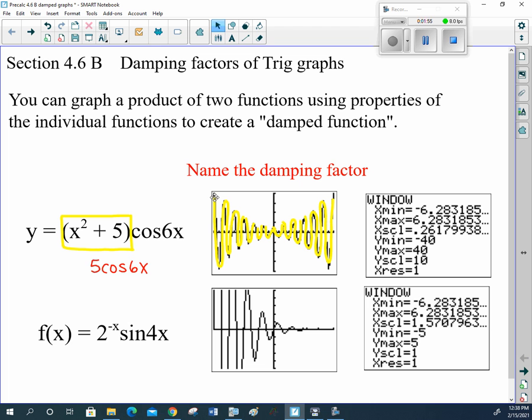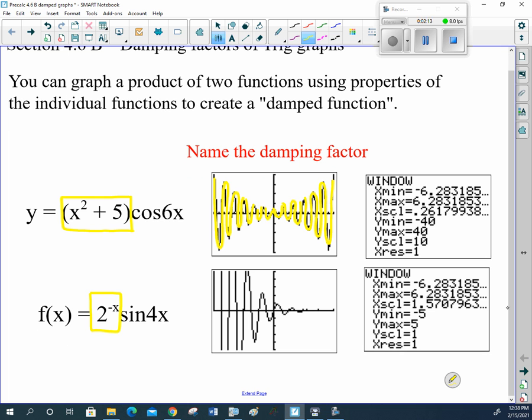So if you want the damping effect, you have to have a variable in the amplitude spot. Now if you look down here on the one on the bottom, once again, this is the damping factor right here, 2 to the negative x. How does that affect the graph of sine of 4x? Well, as x goes to infinity, as I keep moving to infinity, what happens to the y value? It also goes to 0. So on this one, as x goes to infinity, y goes to 0. Up here, as x goes to 0, y also goes to 0.